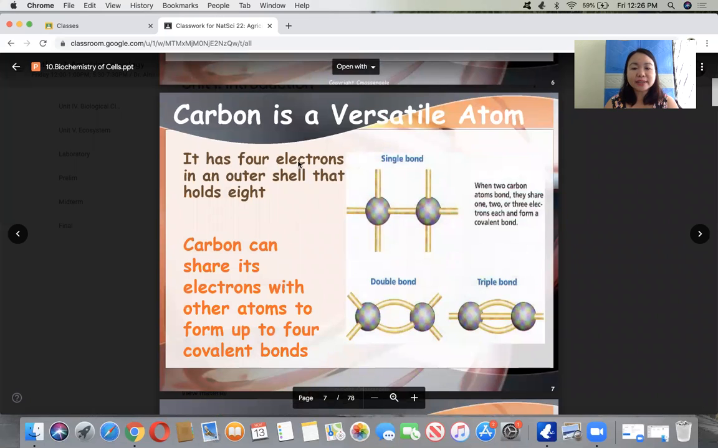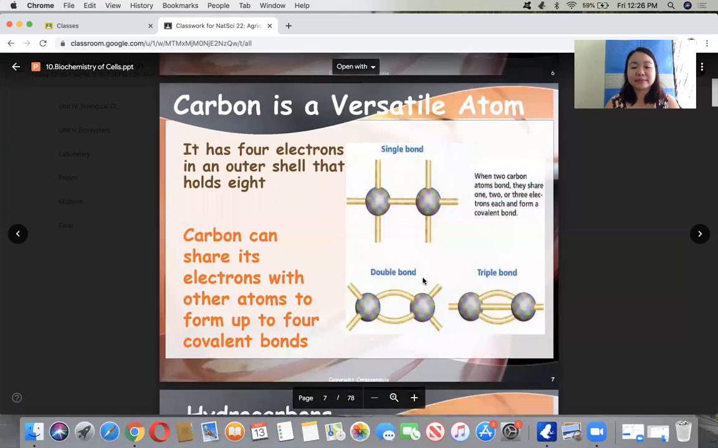Carbon is a versatile atom. It has 4 electrons in an outer shell that holds 8. So this is the single bond. When 2 carbon atoms bond, they share 1, 2, or 3 electrons each and form a covalent bond. So it can also be a double bond or triple bond. Carbon can share its electrons with other atoms to form up to 4 covalent bonds.